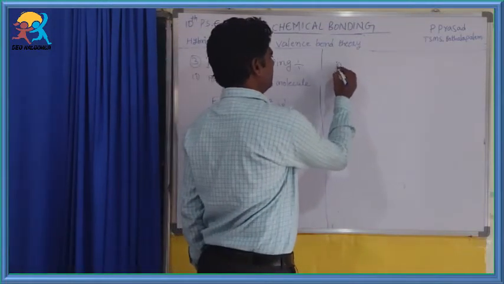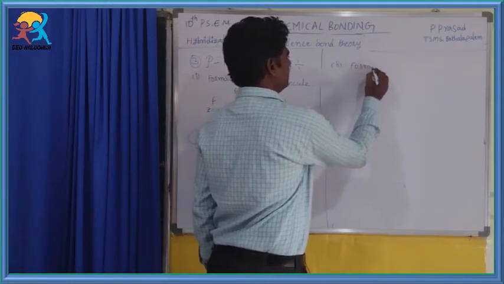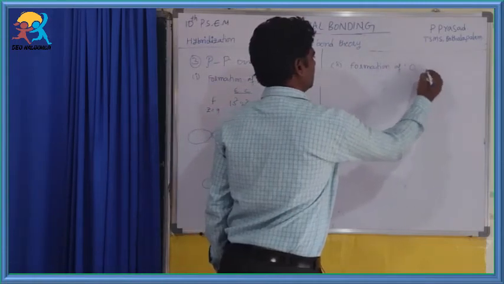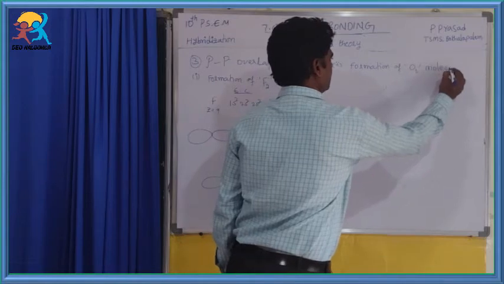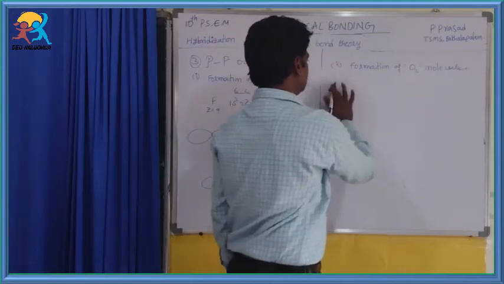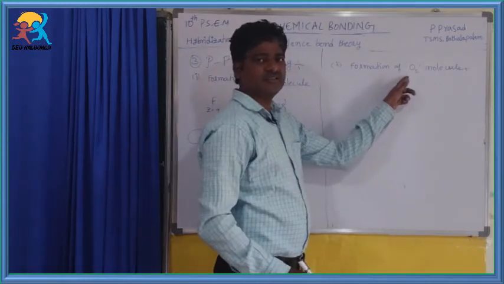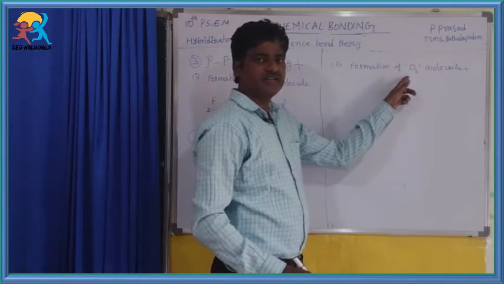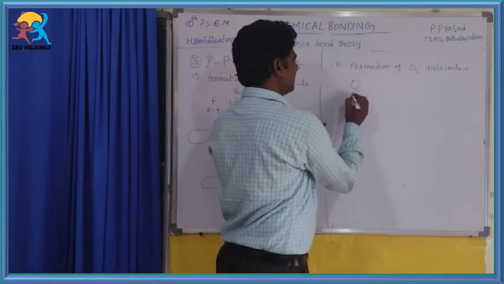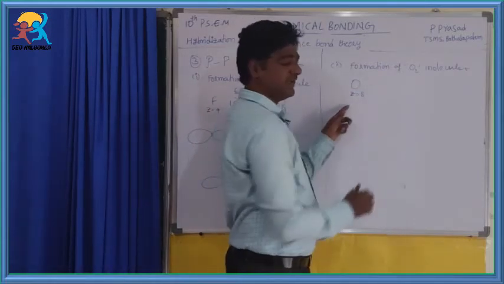The second example is formation of O2 molecule. To form an O2 molecule, how many oxygen atoms are required? 2 oxygen atoms are required. So what is the atomic number of oxygen? Oxygen atomic number is 8.